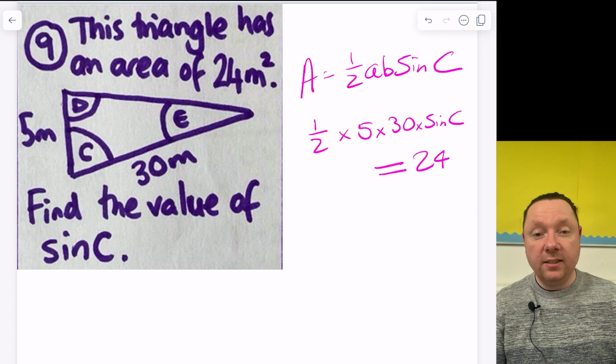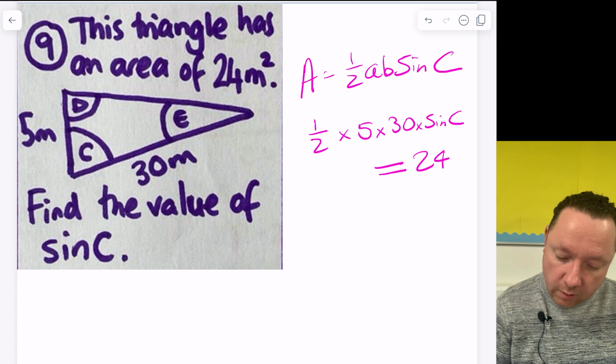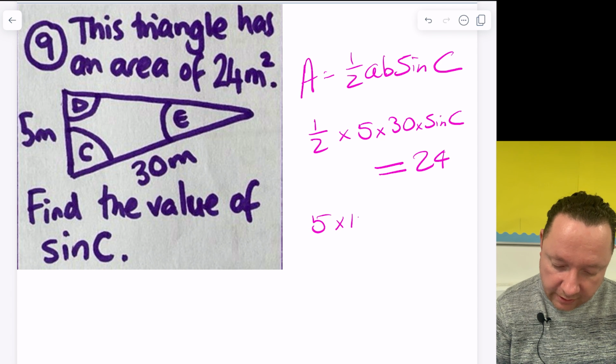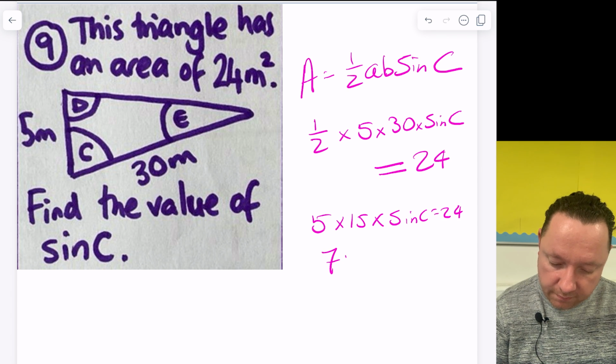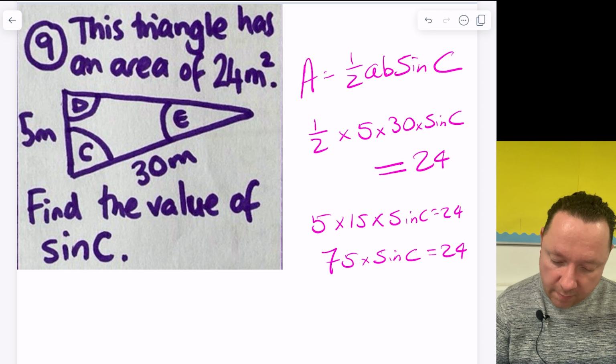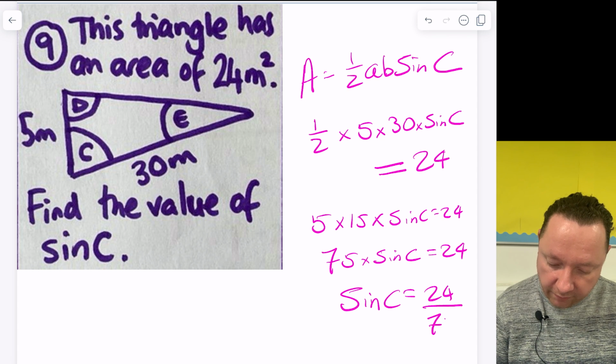Work out as much of your left-hand side as you can if you want. So a half of 30 is 15, so that's 5 times 15 sine C equals 24. 5 times 15 is 75, times sine C equals 24. So that means that sine C must be 24 over 75.